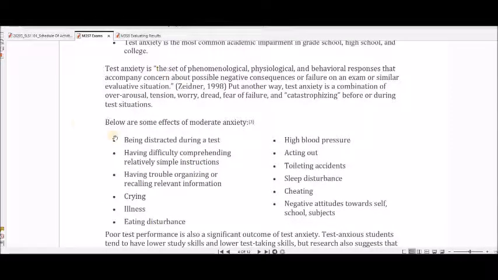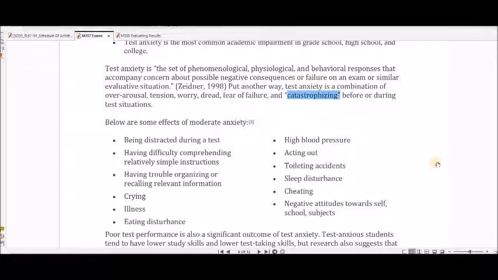Here's the definition: the set of phenomenological, physiological, and behavioral responses that accompany concern about possible negative consequences or failure on an exam or similar evaluative situation. Wow, that's a mouthful. But what they really are saying is that it causes you to be overstimulated, over aroused. You're heightened, over concerned about this test. You have tension, worry, dread, fear of failure.